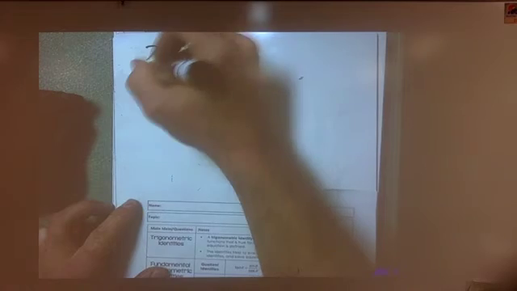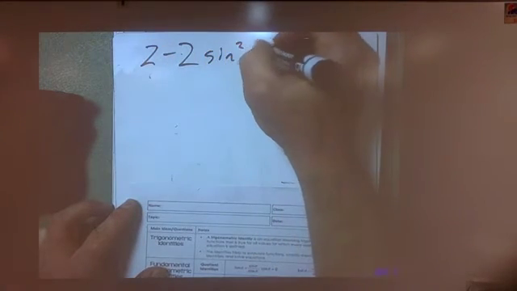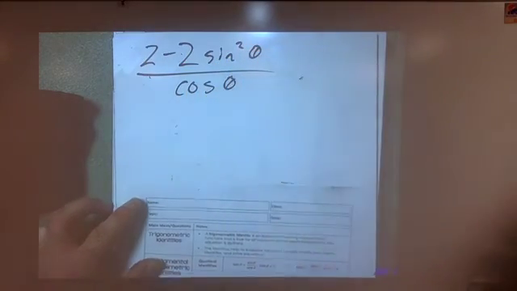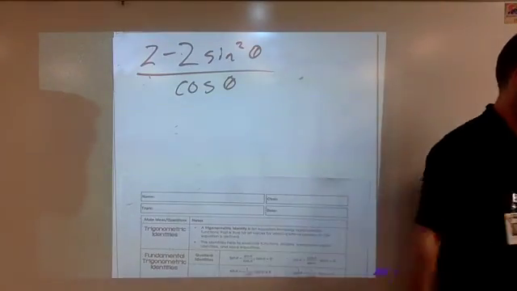Next, 2 minus 2 sine squared theta in the numerator, cosine theta in the denominator. Where are we at on time here? We're already at 11 minutes, so this is probably going to be the last one here.